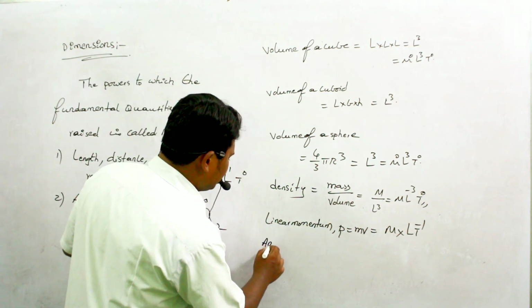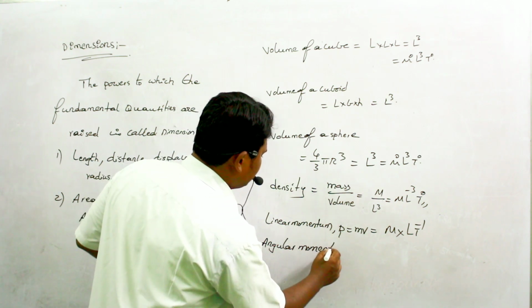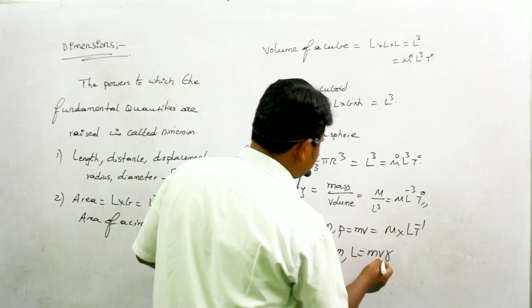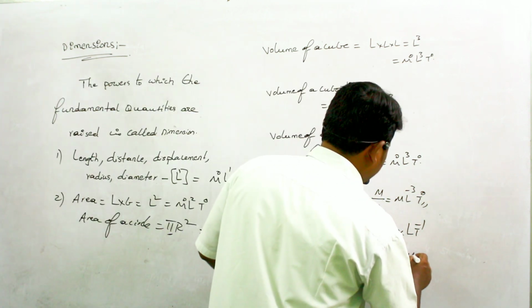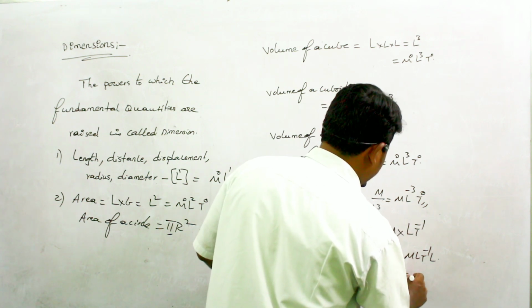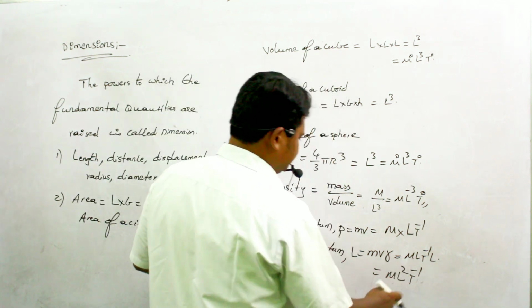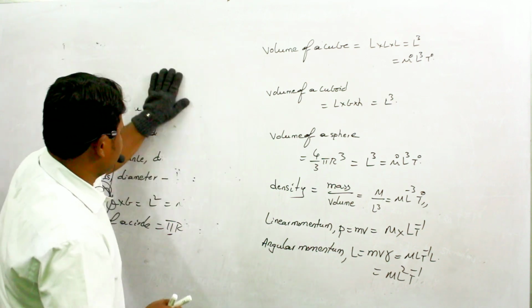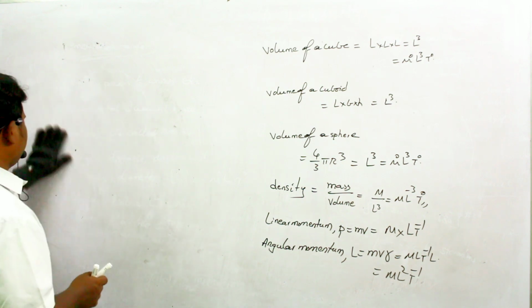Similarly, if I write angular momentum, which is represented by L is equal to mvr, this is one of the formulas for angular momentum. For this one I can write M L T power minus 1 into L. So M L square T power minus 1. So this is the dimension of angular momentum. Similarly, let us see some more dimensions which are very important for NEET and JEE examinations.